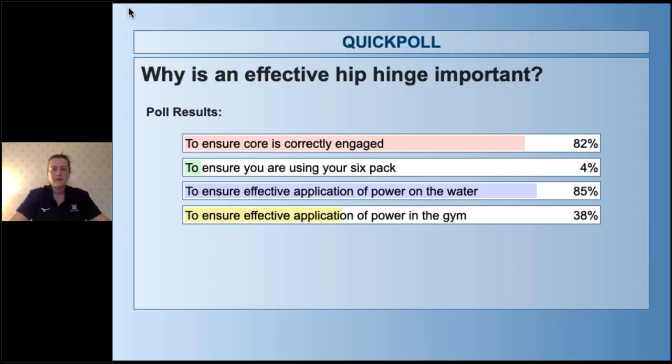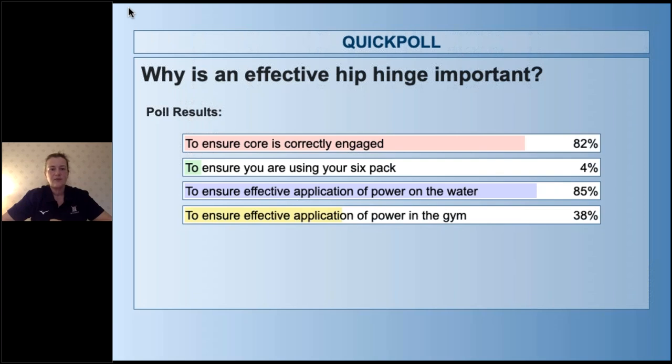Okay, great. So funnily enough, I did have this discussion with somebody this morning. They were saying, actually, yes, it's about application of the power on the water, application of power in the gym. Is it about core? Is hip hinge about core? Actually, yes, if we're not engaging the core as well, then we can't engage our hips properly and get our hip hinge correct as well. Six pack is not something that we're talking about in terms of hip hinge, but again, it's getting that differentiation between core and abdominals as well. So yes, it's all of the above really, apart from the use of the six pack.